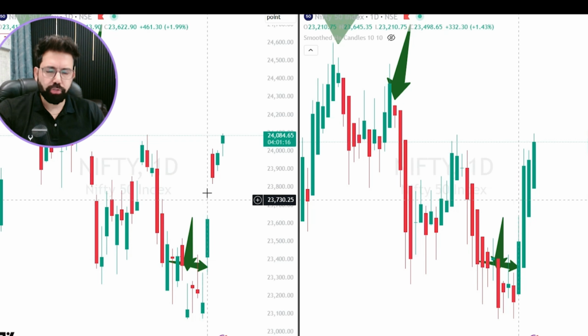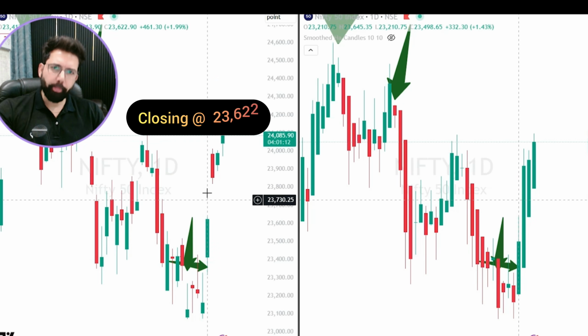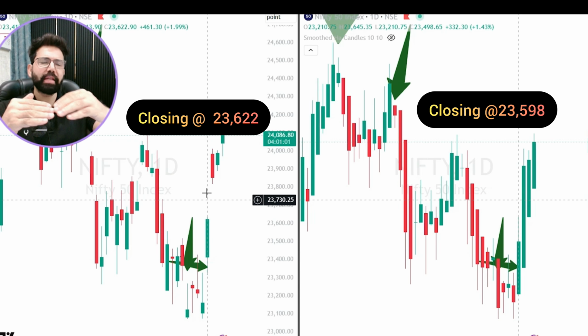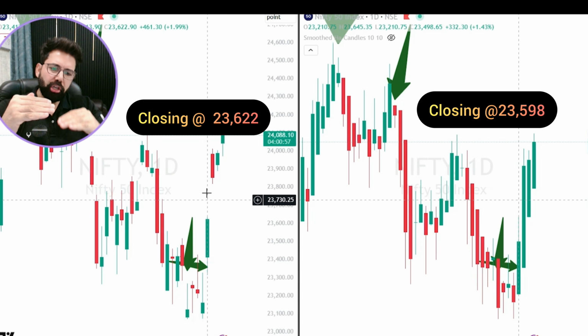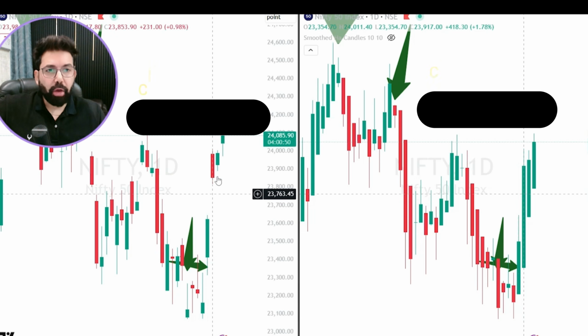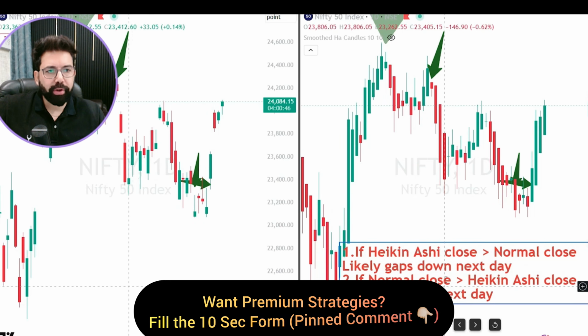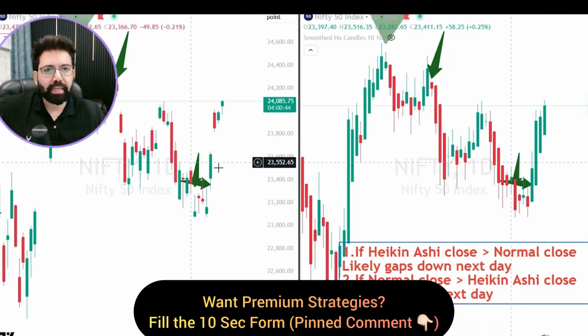Let's talk about this particular day, 12th of June, at the market close, normal candlestick, 23,622. And here what you see, the Heikin Ashi was 23,598. So you see, there is a difference. As you can see, the Heikin Ashi was much lesser. The normal candlestick was much bigger, as you can see here, right? So what happened? Now this is what the Heikin Ashi is telling us here. Normal candlestick, point number 2, is much bigger than Heikin Ashi. And what do you see?